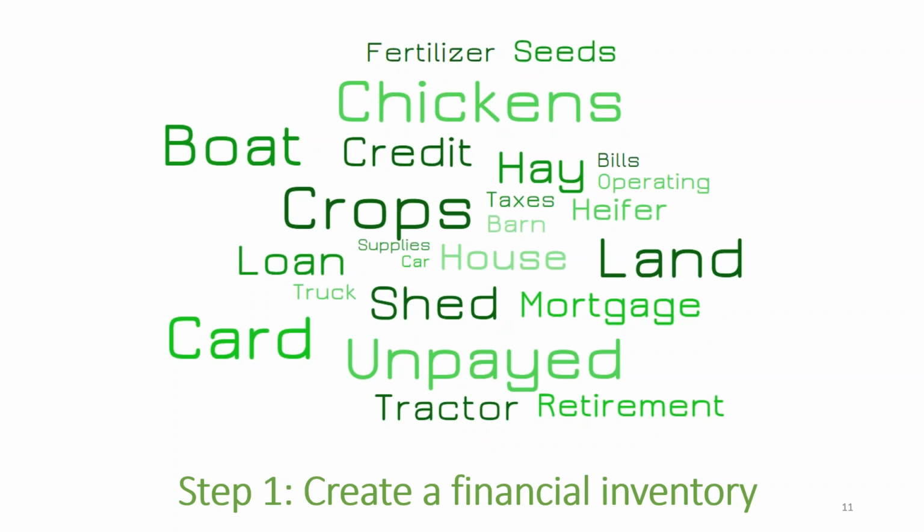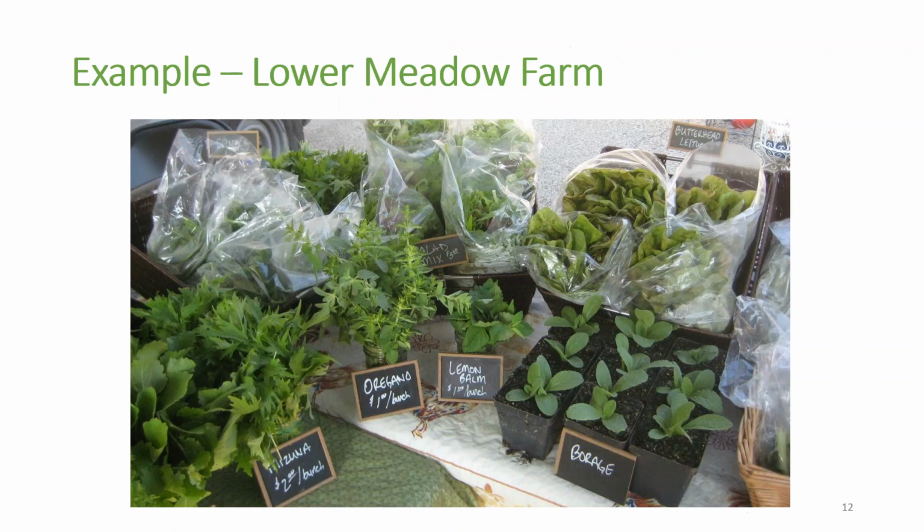So diving into step number 1, creating a financial inventory. Anything that has money attached to it, any bill that you paid, any invoice that is still outstanding or that has been received, anything that you purchased, anything that you sold, gather all of that up and put it into your software. So as I said, the example we're using today is Lower Meadow Farm, my business, from the first year that it ran.